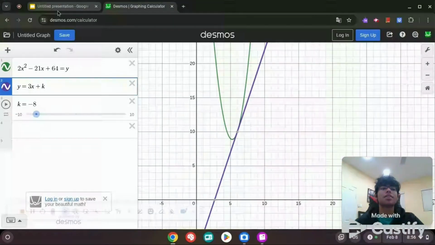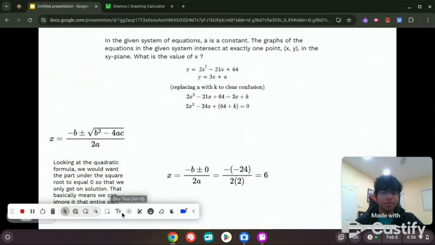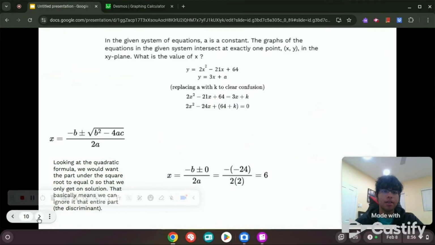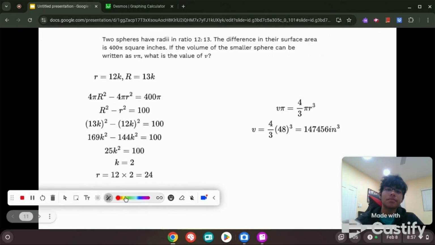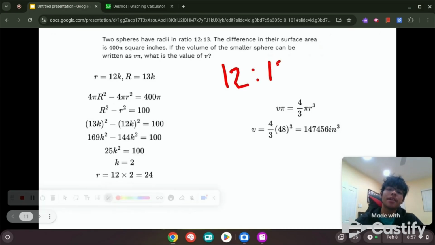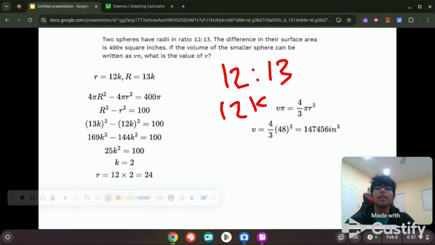And now let's go back to our last question. I'll move this a bit. So two spheres have radii in ratio 12 to 13. The difference in their surface area is 400 pi square inches. If the volume of the smaller sphere can be written as v pi, what is the value of v? So we have that the ratio is 12 to 13, right? Because we don't know if it's 6 to 6.5 or 24 to 26, let's just add another constant, 12k, 13k.